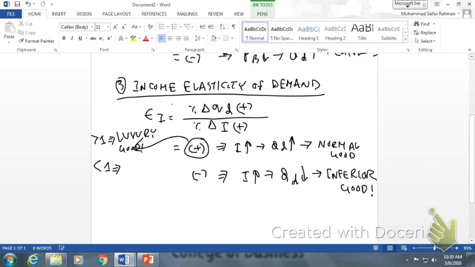If your income elasticity of demand is less than 1, positive but less than 1, this is probably what we call a necessary good. This would be like salt, right? Your income goes up, you really don't buy more salt because you are already buying it before.